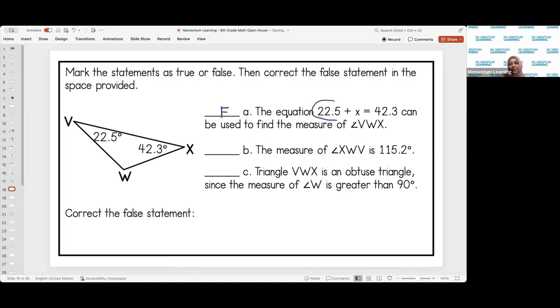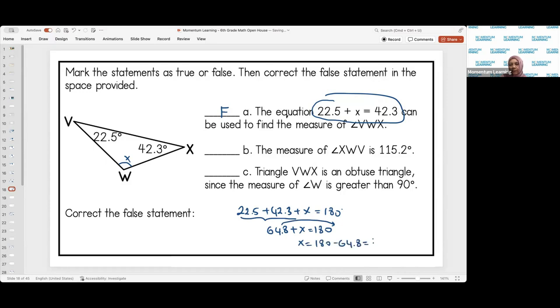So how? Since the equation cannot be calculated by using this one, since we know three angles sum up to 180 degrees. So it should be written as 22.5 plus 42.3 plus x, which is the angle W, and it will be 180 degrees. So I'm going to solve this one. So 22.5 and 42.3 sum up to 64.8. Am I right? Plus x equals 180. Now I need to subtract 64.8 from 180. It will be 115.2. So it is true.